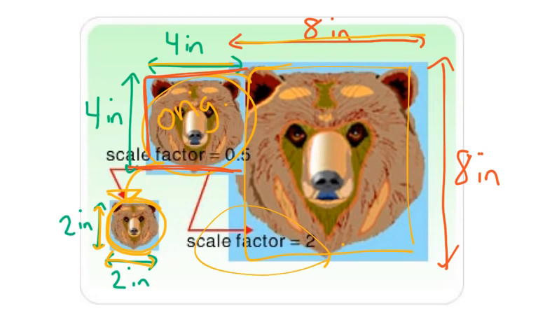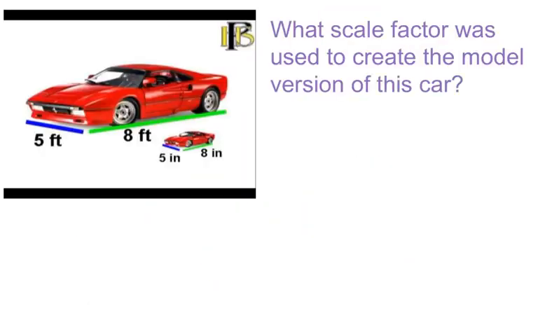So let's try out another example. The question is, what scale factor was used to create the model version of this car? So I can tell right away that this is definitely got to be a reduction. It's an actual car and it's a model version of it, a little tiny version of it.